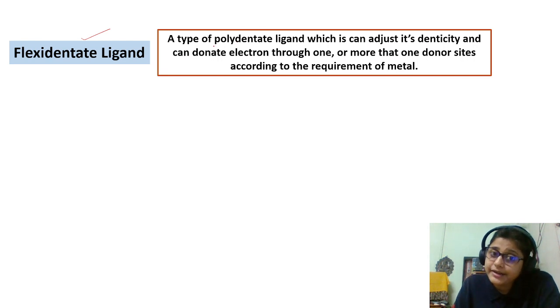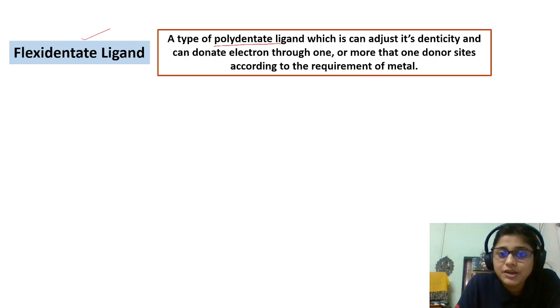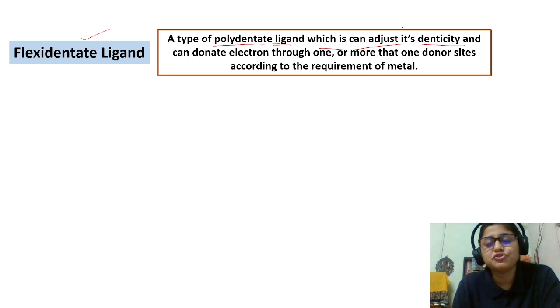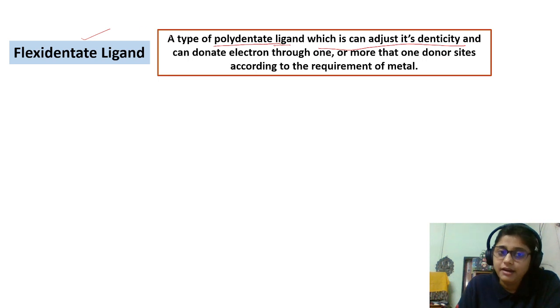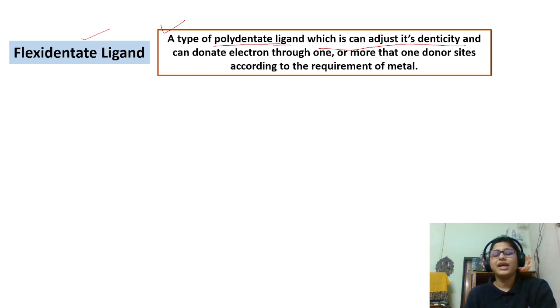And what is a flexidentate ligand? A type of polydentate ligand which can adjust its denticity and can donate electrons through one or more than one donor site according to the requirement of the metal. The more important thing is that it is polydentate. What is the difference between flexidentate and ambidentate? An ambidentate ligand is always monodentate, but here it is polydentate. It can donate with 1, 2 or 3, according to the requirement of the metal.